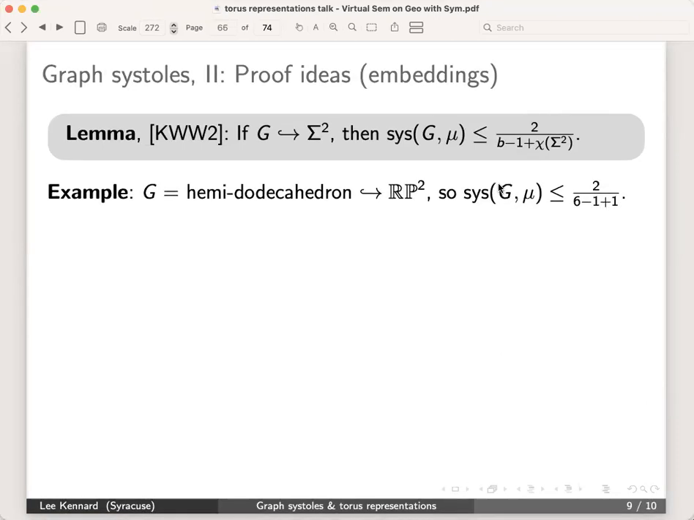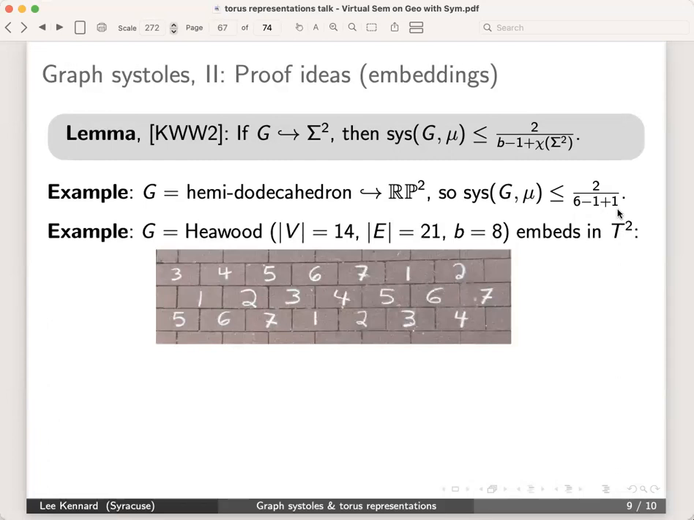I'm going to illustrate an example which also shows you how to prove it in just a second. I want to first do an example. I mentioned this hemidodecahedron and that it embeds in the real projective plane. If you plug in the values here, the Euler characteristic of this is 1. The Betti number of that graph was 6. And so you get 2 over 6 minus 1 plus 1. That's 1/3. That's the value I mentioned is the optimal bound for Betti number 6, and for this graph in particular.